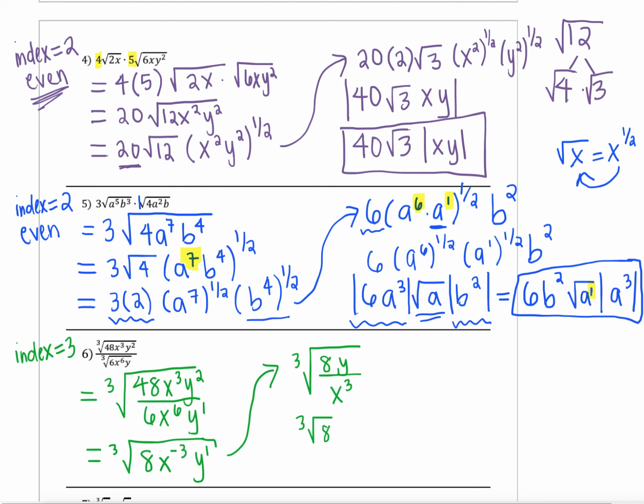So we have the cube root of 8 times the cube root of y all over the cube root of x cubed. Now, 8 is a perfect cube. The cube root of 8 is going to give us 2. Now, the cube root of y, if we were to rewrite this as the 1/3 power, we'd have y to the first times the 1/3, which are not divisible by each other, and 1 times 1/3 would just leave us with 1/3. So in this case, the cube root of y is as simplified as it possibly can be.